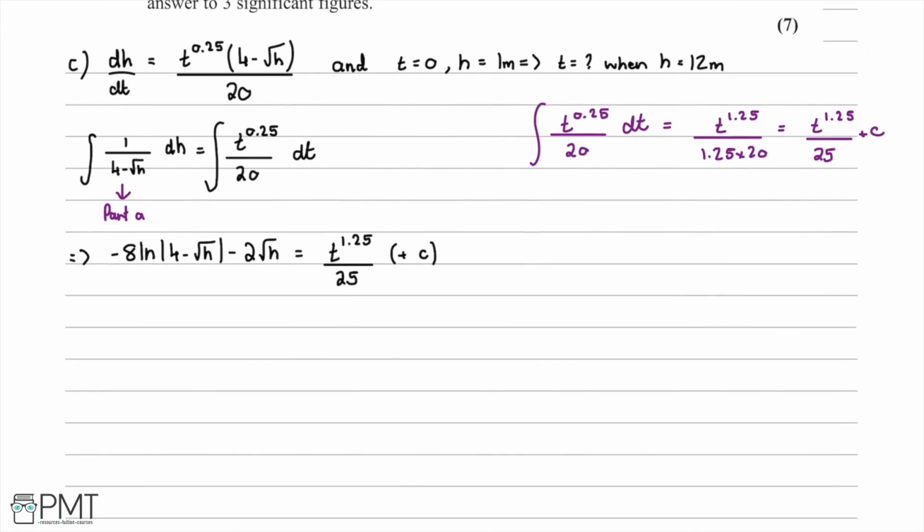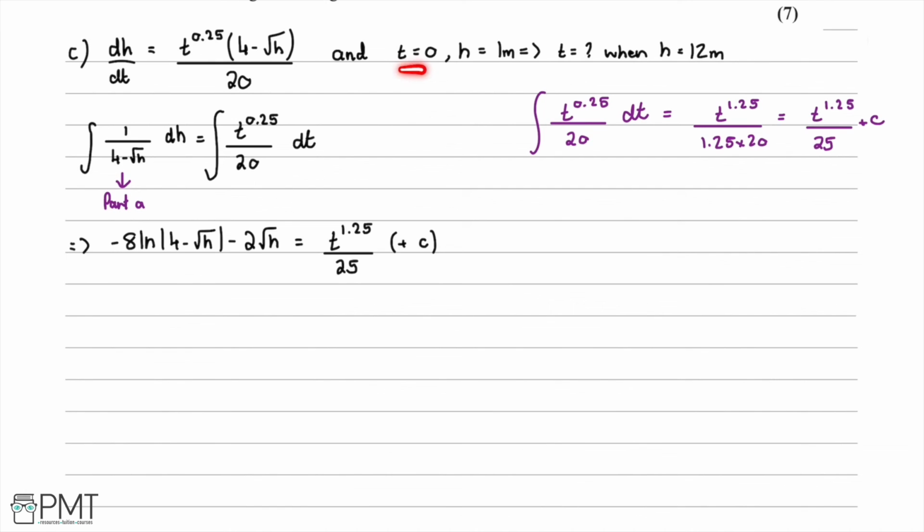So then we're told some information in the question. We're told that t is equal to 0 and the height is then going to be 1 meter.